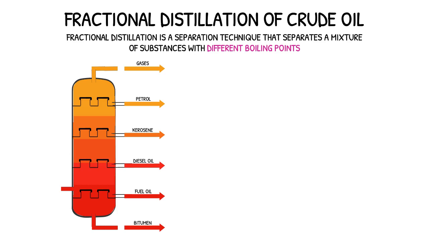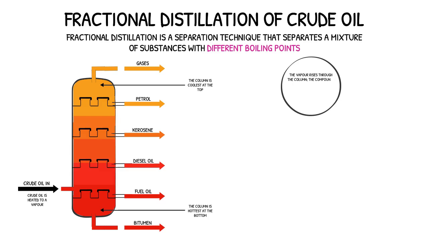During this process, the crude oil is heated to a vapor and passed into a fractional column. In the fractional column, there is a heat gradient. It is hottest at the bottom and coolest at the top. As the vapor rises up through the column, the different compounds in the mixture will condense as they reach a part of the fractional column that is below their boiling point. At this point, the vapor cools, condenses back into a liquid, and is piped away.